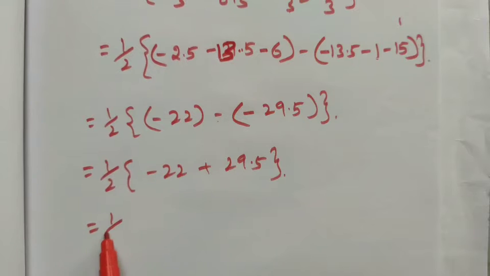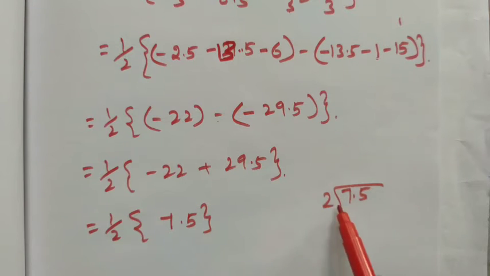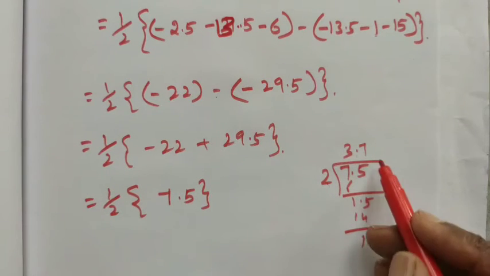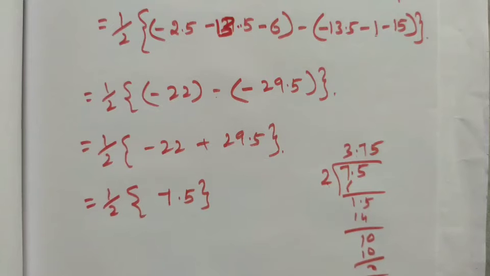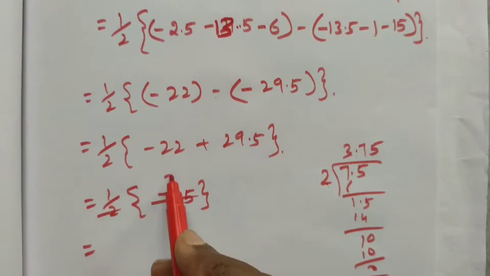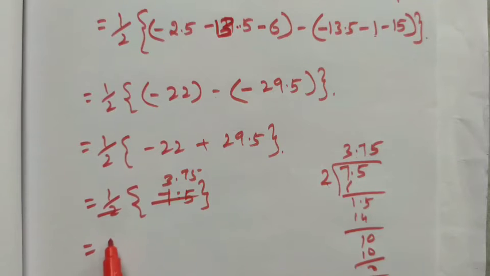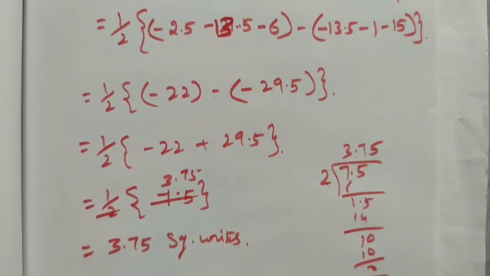When we subtract this, half into, we get 7.5. So 7.5 is divided by 2. 2 3s are 6, remainder 1. 0.15 means we have 5. 2 7s are 14, remainder 1. Here already we have decimal places, so put 0. Then 2 5s are 10. We get 0. So when we divide this term, we get 3.75. So 3.75 square units is the area of the triangle AGF.